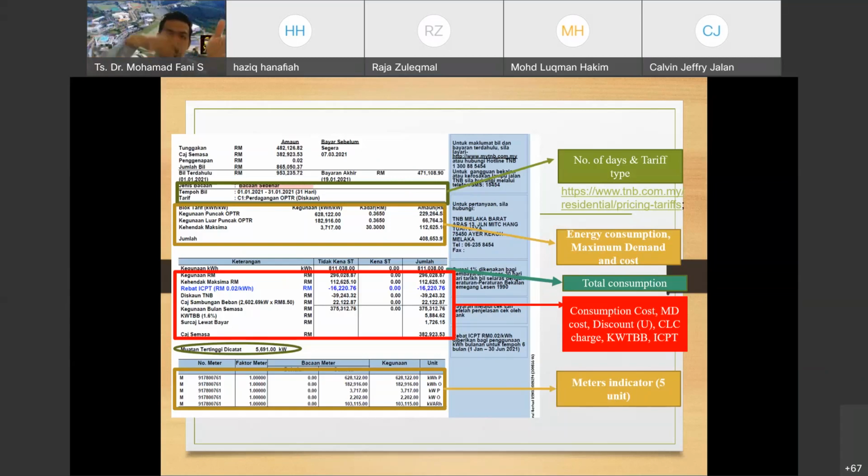If the peak demand is drawn for 1 minute only, we do not consider that as the maximum demand; it is only considered as the peak demand. Any question? So there are many things in the bill for commercial or industry.